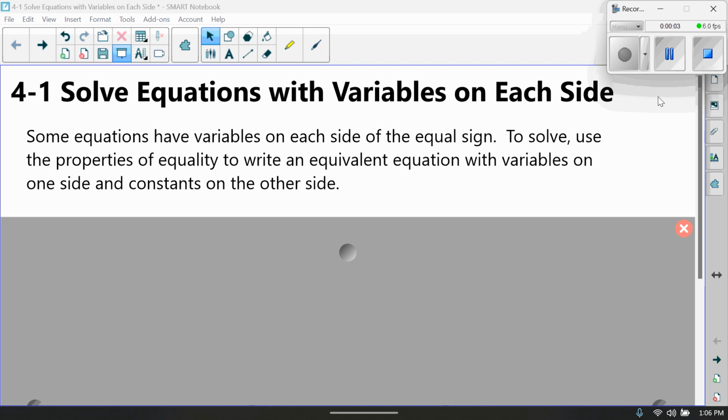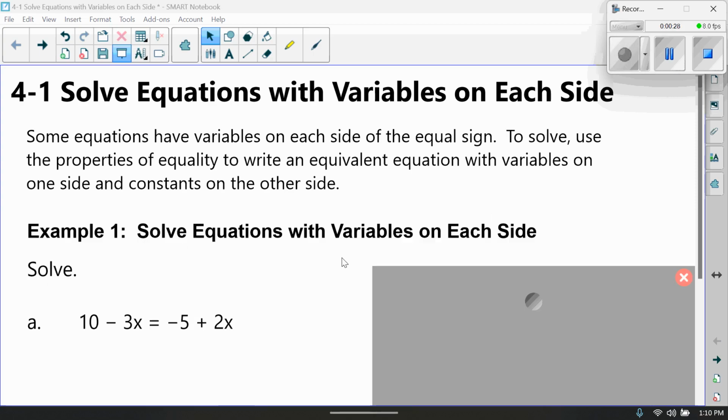All right, so today's lesson is 4-1. It is solve equations with variables on each side. So some equations have variables on each side of the equal sign. Okay, to solve, we use the properties of equality to write an equivalent equation with variables on one side and constants on the other side.